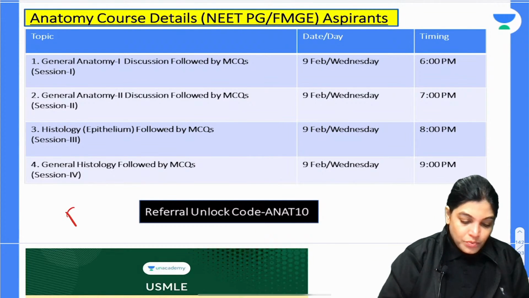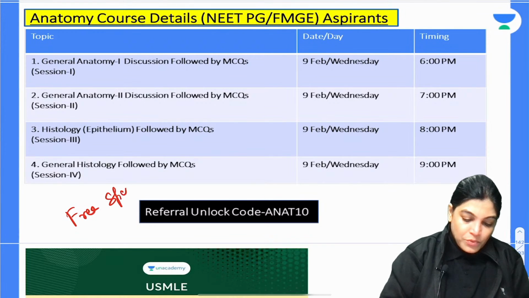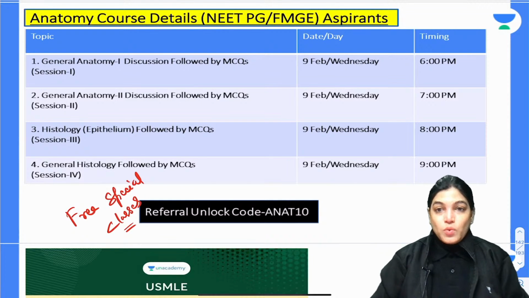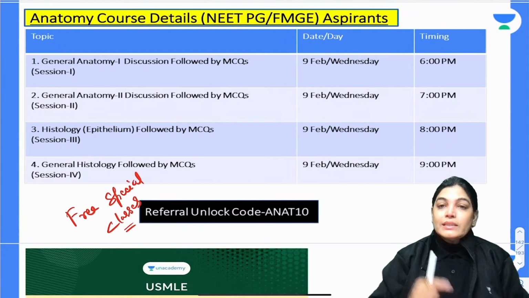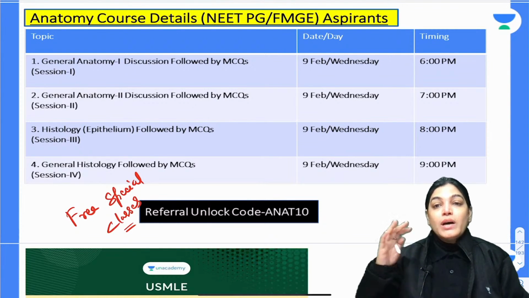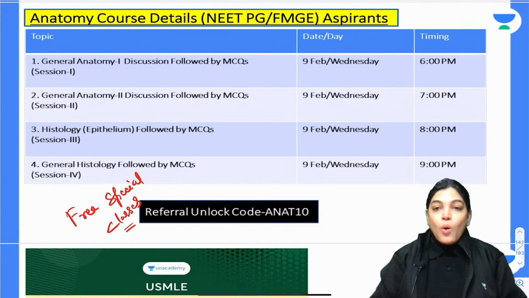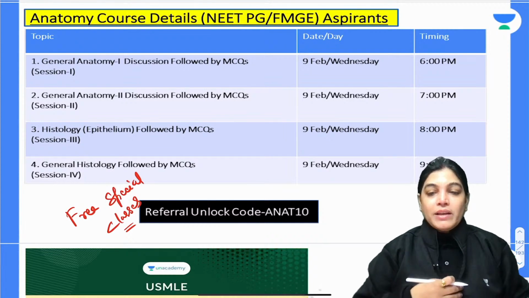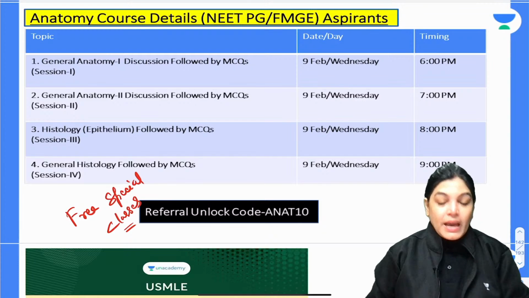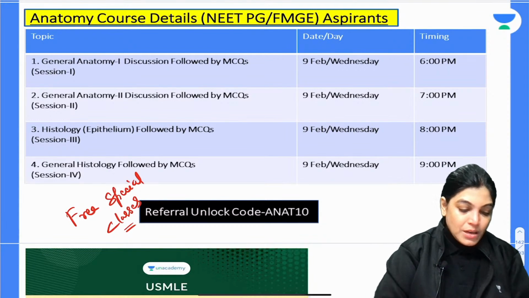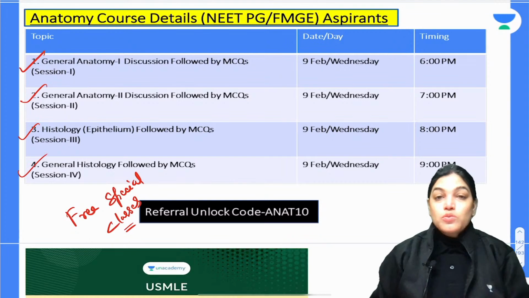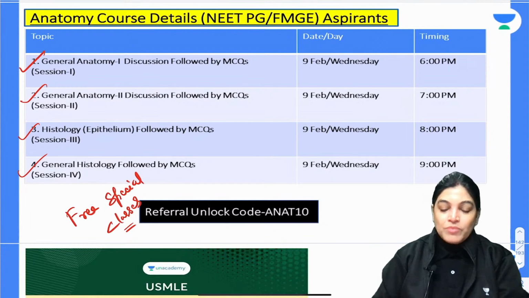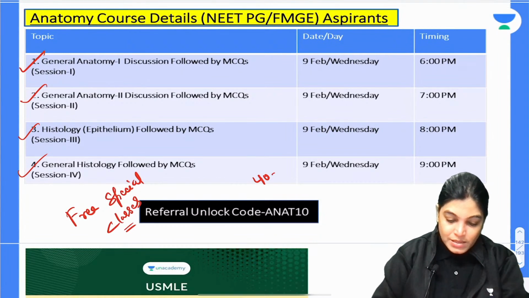These are all free special classes. What do you mean by free special classes? As I told you, free special classes means you can join the Unacademy free session by downloading the Unacademy app. Till now, the aspirants who have not downloaded the app, go download it, because many features are there on the free platform of Unacademy, and then you can be part of my sessions 1, 2, 3 and 4. Tomorrow I am going to take 4 sessions. All these sessions will be of 40 to 45 minutes.